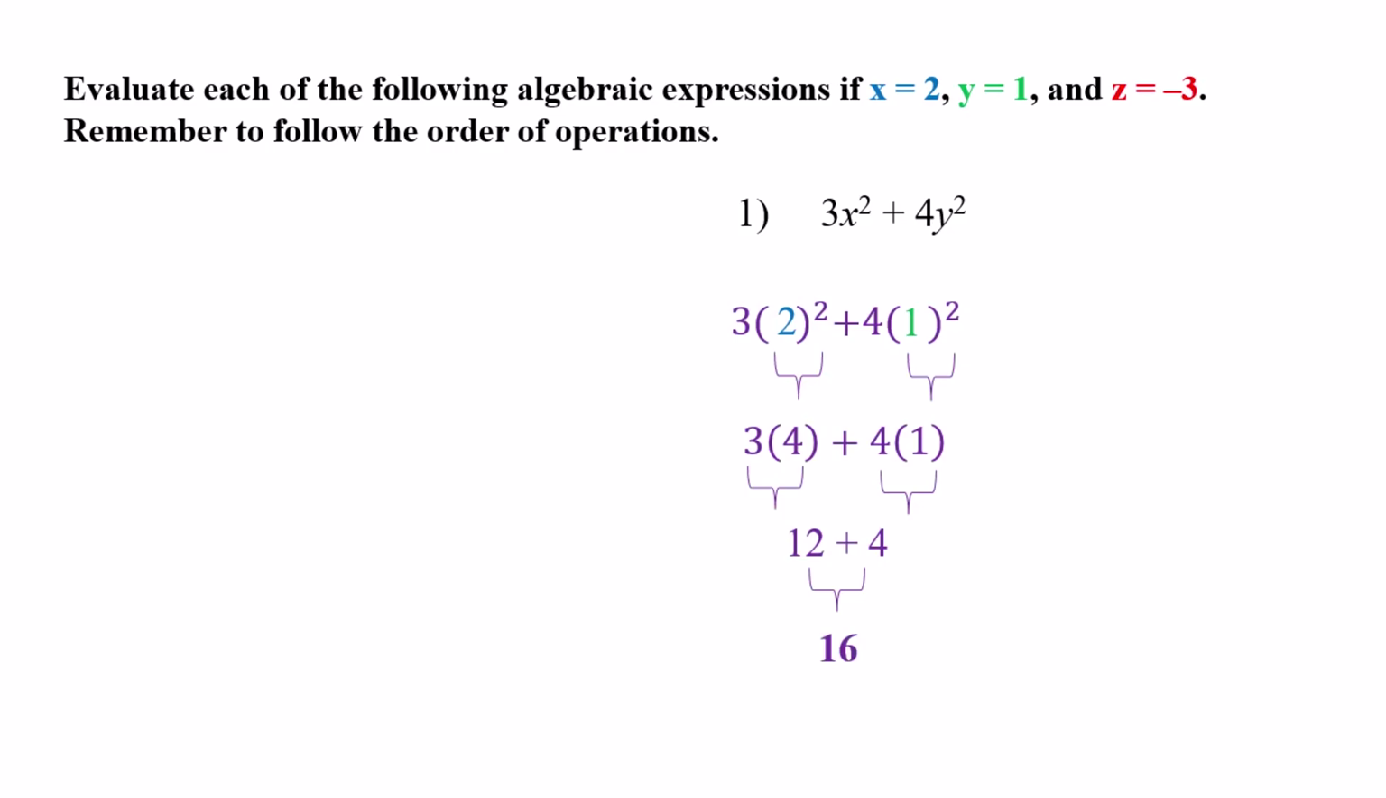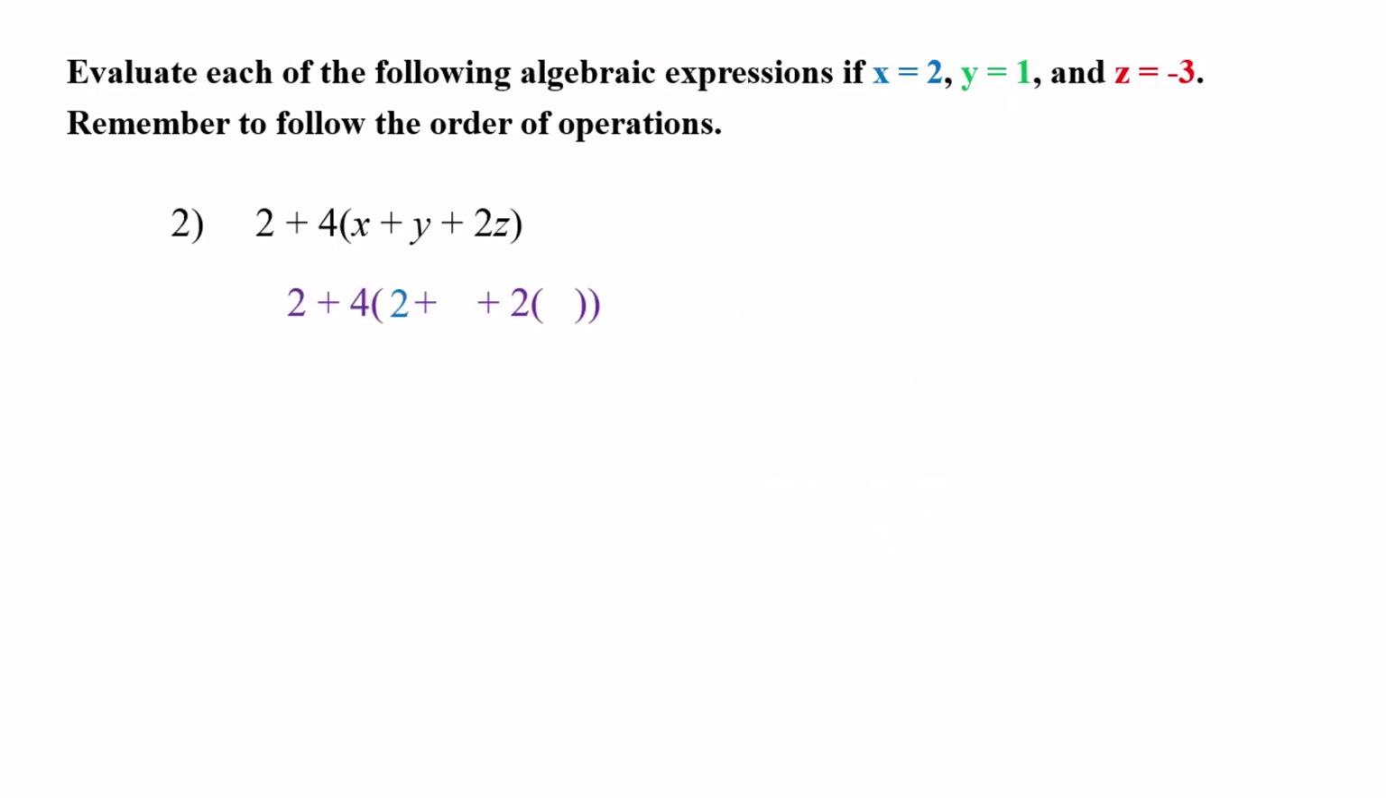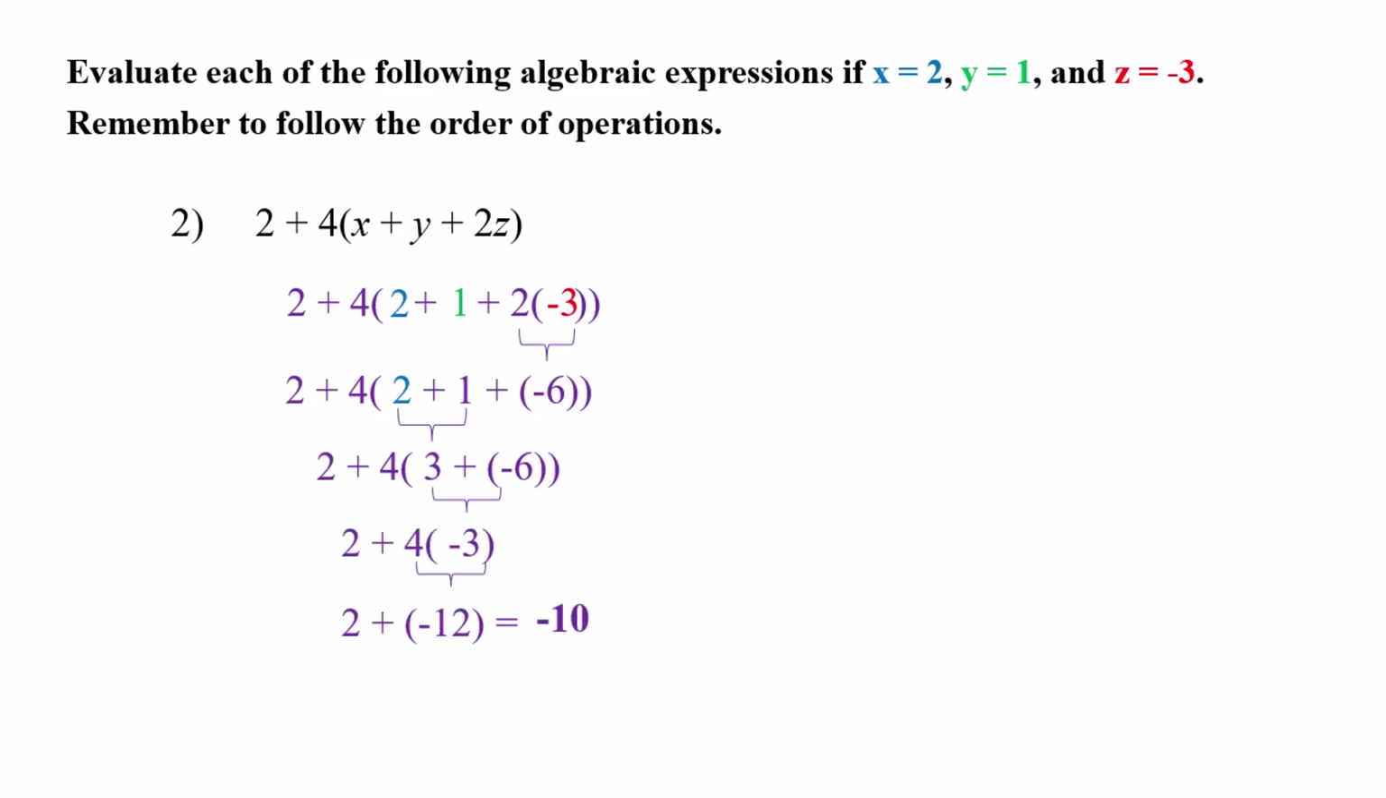Okay, for problem 1, let's evaluate algebraic expressions using specific values for variables. For 3x squared plus 4y squared, substitute x equals 2 and y equals 1. Following the order of operations, we find the result is 16. Continuing with expression evaluation, for 2 plus 4 times the quantity x plus y plus 2z, substitute x equals 2, y equals 1, and z equals negative 3. Simplifying, we find the result is negative 10.